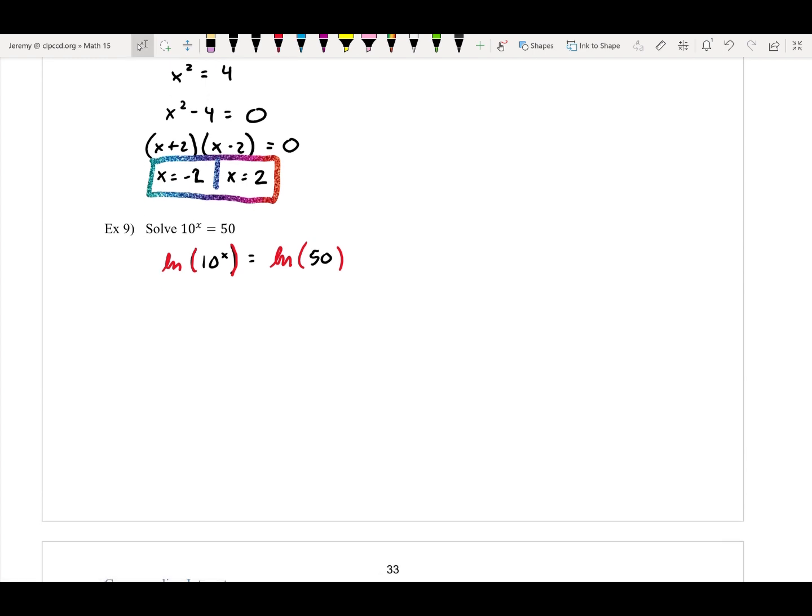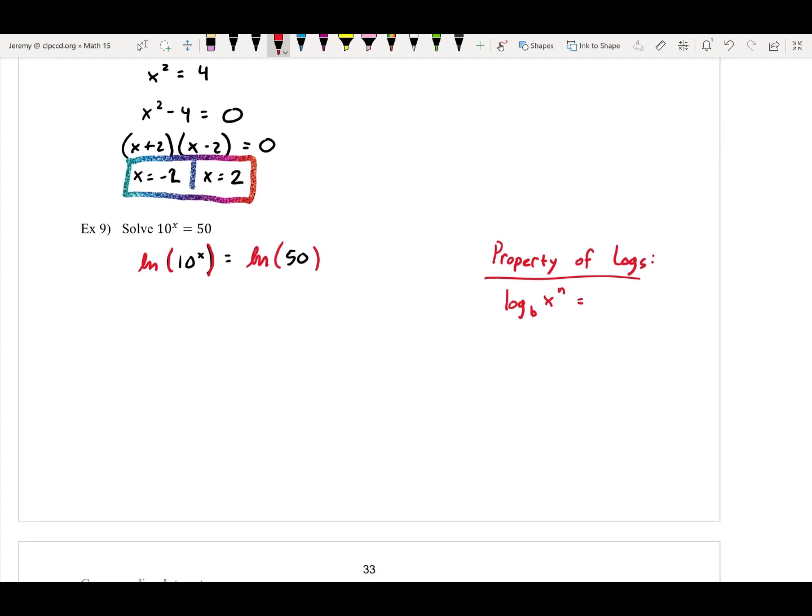And the reason this is a helpful strategy is because we have this nice property of logarithms. So let me write this over here. We have this property of logs. If we ever have log base b of x to the n, where the input of a logarithm is raised to some exponent, we can bring that exponent out in front as a factor. So this is the same as n times log base b of x.